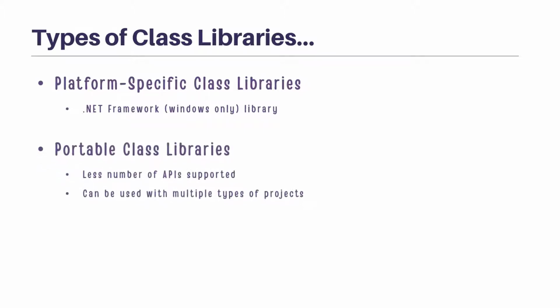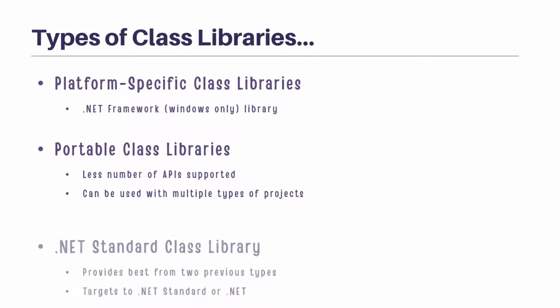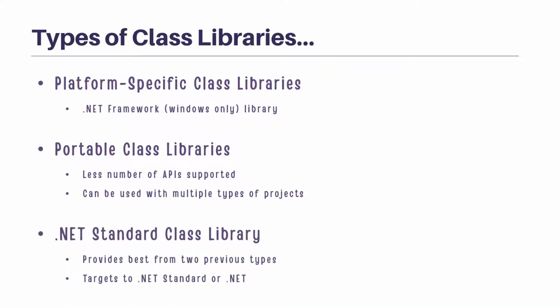The second type of class libraries are portable class libraries. Now these types of class libraries may not support all the APIs supported by a particular platform. But the advantage here is the same class library can be used in applications which are targeting multiple platforms. And then there is a third type of class library, the .NET Standard Class Library, which is basically a kind of merger of the previous two categories. And it tries to provide the best from the previous two categories of class libraries.